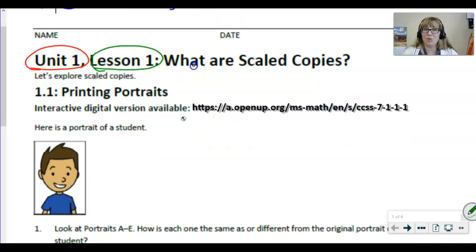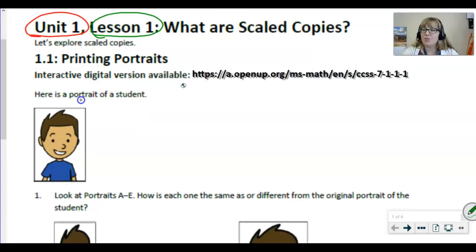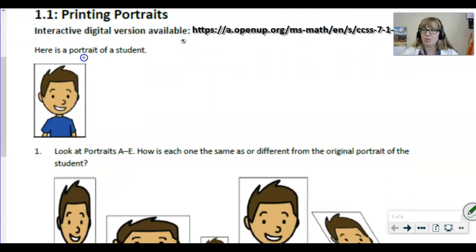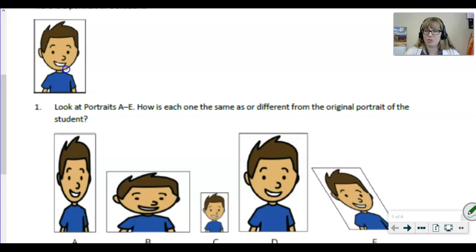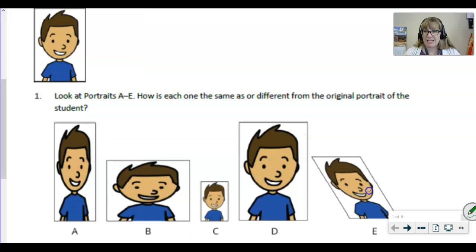We're asking the question, what are scaled copies? And so we have this visual here and it says printing portraits. We do have an interactive version, which I'm hoping is going to work for us today. So I'll click on that and you can also click on that because it is in Canvas. But we have a picture of a student. Here is a portrait of a student and we're looking at these portraits below, A through E, and we want to figure out how they are the same or different from this original photo.